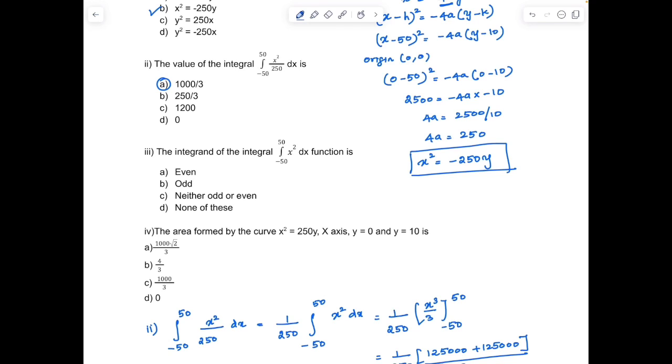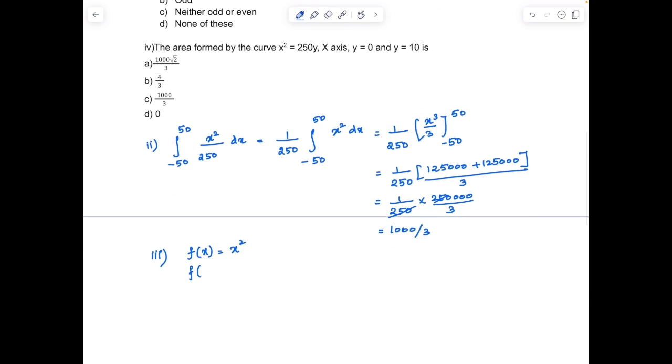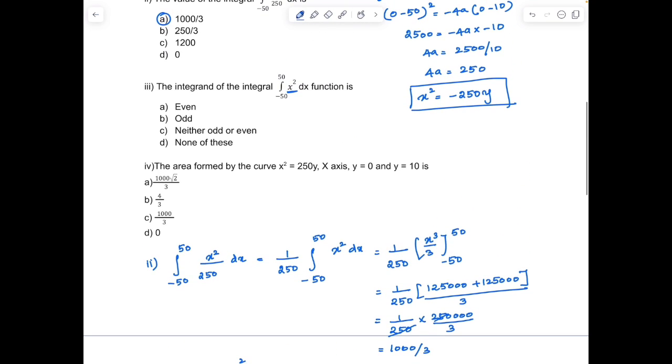Subdivision 3. The integrand of the integral is nothing but the quantity which has been given to us to integrate. So here the integrand is x square, that is f of x is x square. F of minus x is equal to minus x the whole square, which is again x square, which is nothing but f of x. Since f of minus x is equal to f of x, the function is even. So the option is A.